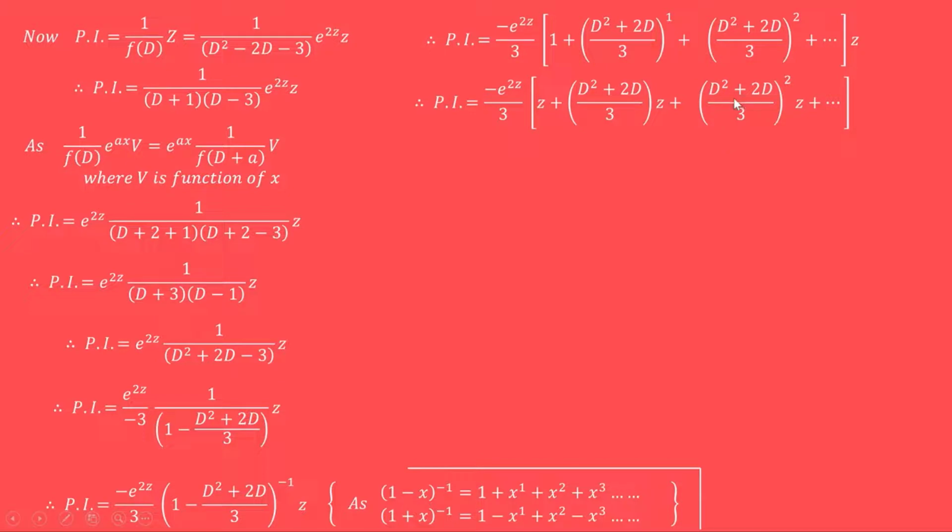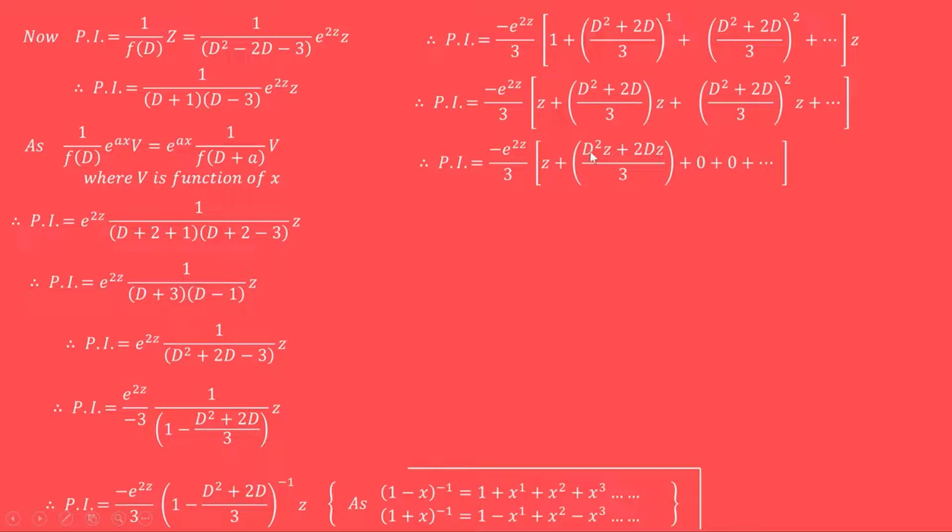Now see the second term. In the second term, if you find the expansion of (D square plus 2D) bracket square, the first term is D raised to 4. That value is 0. In the middle term, we get 4 D cube. D cube is again 0. And in the last term, we get D square, which is again 0. Means the second term is 0. As the second term is 0, so the third term and all next terms are 0. And so we get pi is equal to minus of e raised to 2z upon 3. This z, take this z inside. All these next terms are 0.